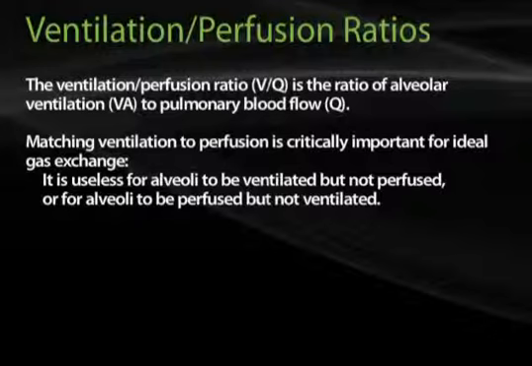The ventilation perfusion, or VQ, is the ratio of alveolar ventilation to pulmonary blood flow. We need to match ventilation to perfusion to have ideal gas exchange. It doesn't make any sense for alveoli to be ventilated but not perfused, or for alveoli to be perfused but not ventilated.